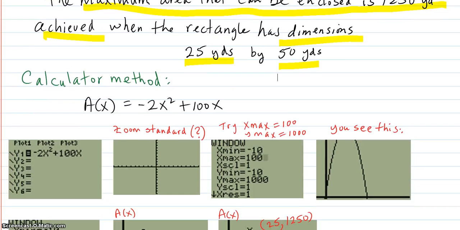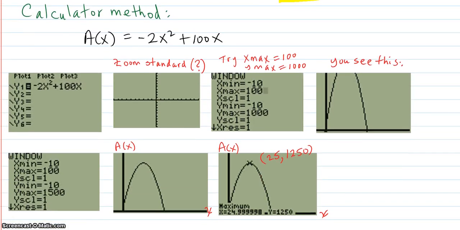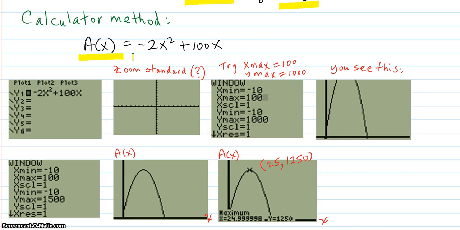Alright, now let's do the calculator method version of this. So your optimizing function was this. You put it in the calculator to graph it. When you use zoom standard as you normally have a habit of doing, nothing shows up at all. So what's going on? It means your window is not set right to see this function.